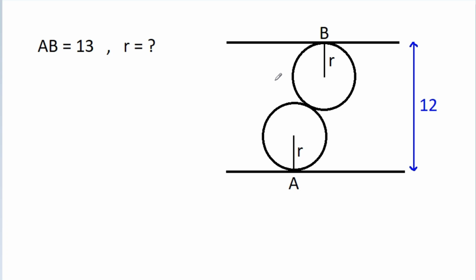In this video, we have given that the distance between A and B is 13. Then we have to find the radius R. Suppose this point is P and this point is Q. If we join PQ, then this will be R and this will be R. So PQ will be R plus R, that will be 2R.